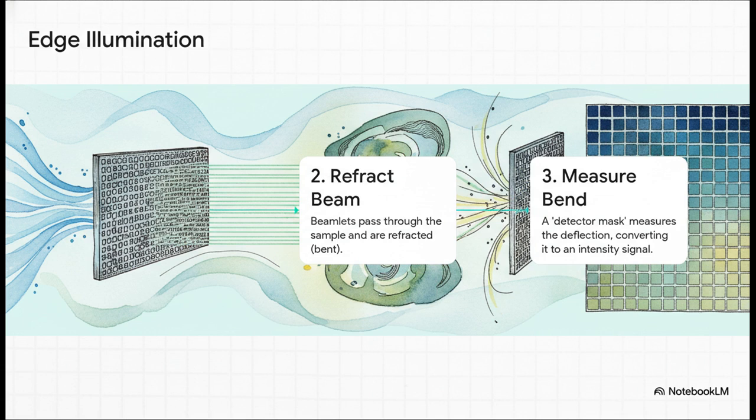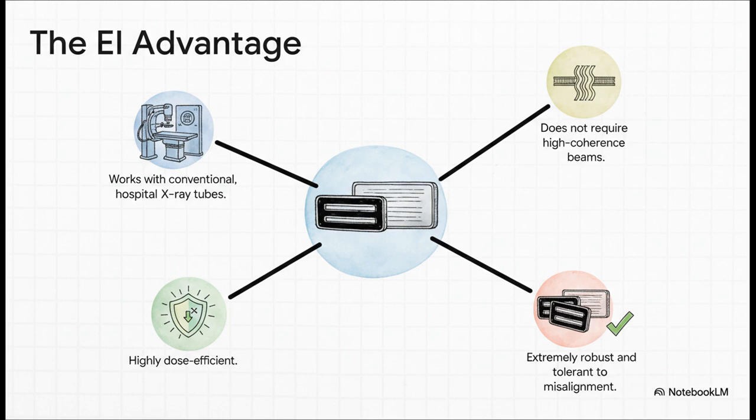It's brilliant. And this solution is just so practical. It works with the same kind of messy X-ray tubes you find in every hospital in the world. It's really efficient with the radiation dose, which is great for medical use. And maybe most importantly, it is incredibly robust. You can misalign the masks by up to a millimeter, which in the world of optics is a gigantic error. And the image quality barely even changes. This was the breakthrough everyone was waiting for. It was the key to democratizing the technology.